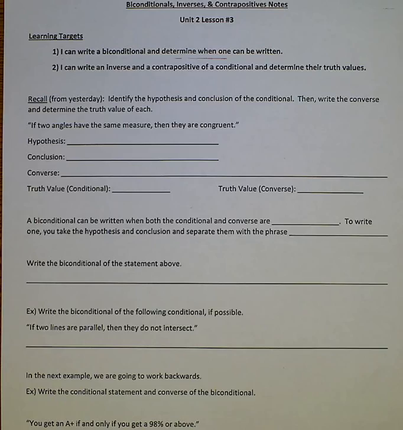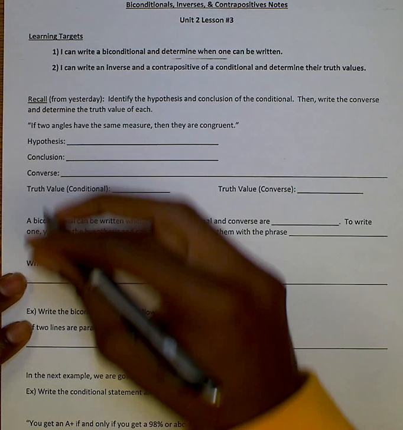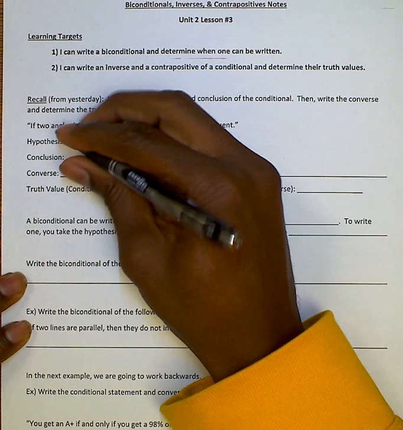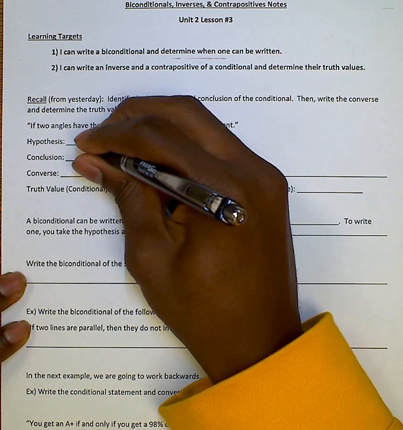Okay, this is a continuation of yesterday's lessons about conditionals and their converses, so let's review that a little bit with an example. If two angles have the same measure, then they are congruent. We have that conditional statement. You can tell it's a conditional statement because of the if-then of it. Okay, and they're asking us for the hypothesis. Remember, the hypothesis is the first part, but does not include if. So the hypothesis in this situation is two angles have the same measure.